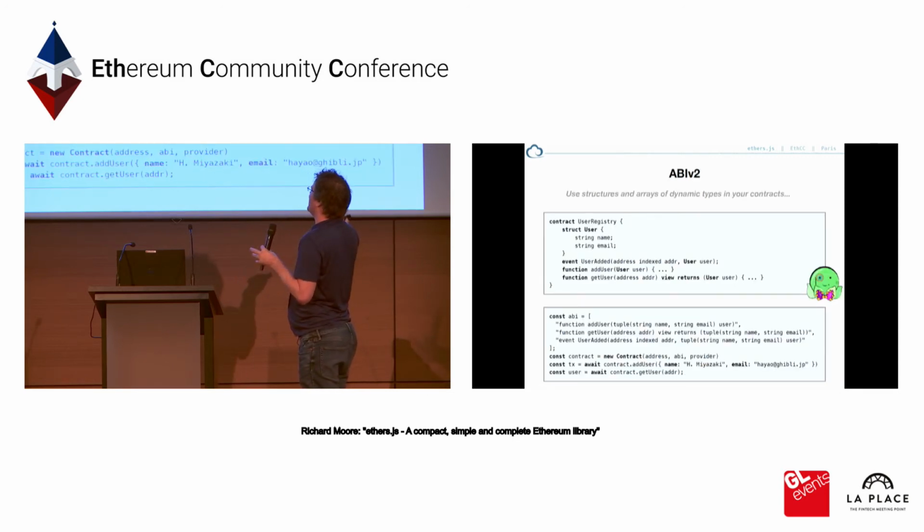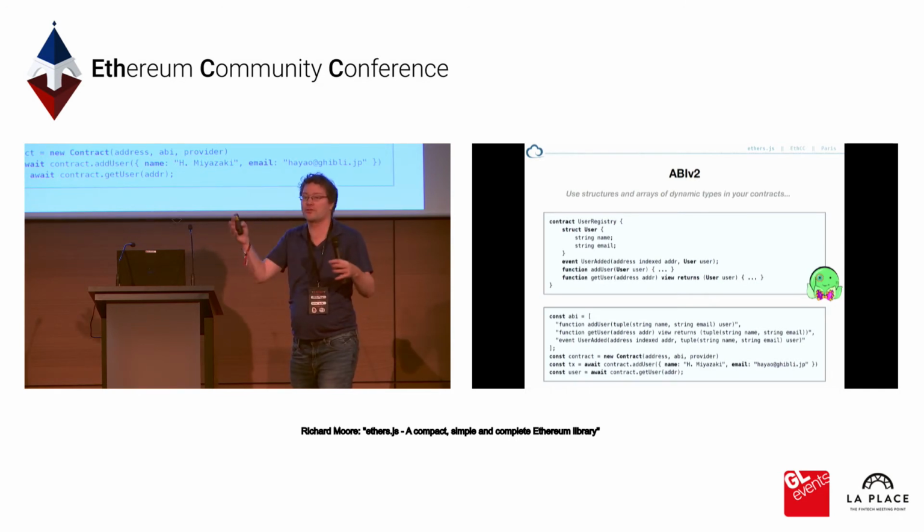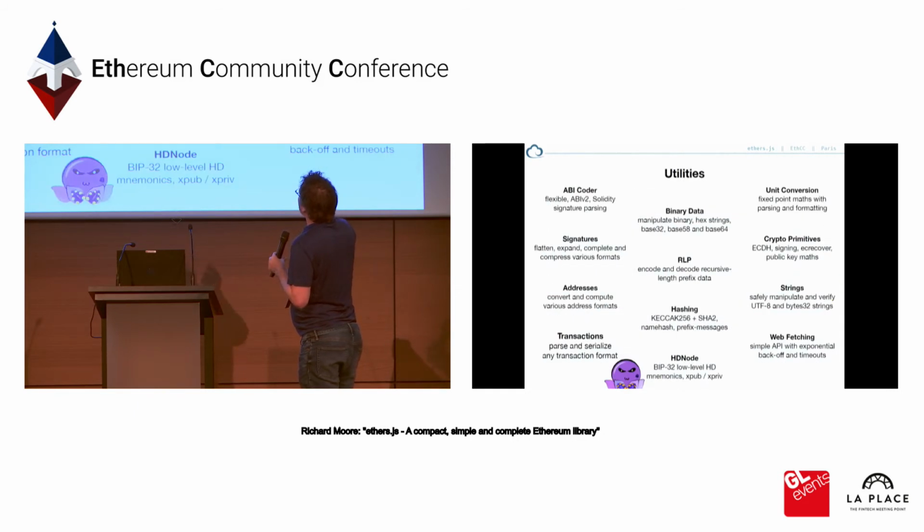Let's see. ABI v2, I feel like this is no longer news. I should probably remove this slide. For those who don't know, ABI v2 is awesome. It basically lets you do anything. No matter what type of structure, or structure of structures, or array of structures, whatever you want to pass in, it just works. This slide's like 3 years old, so it's not interesting anymore. I will remove it. Utilities: there are tons of utility classes.